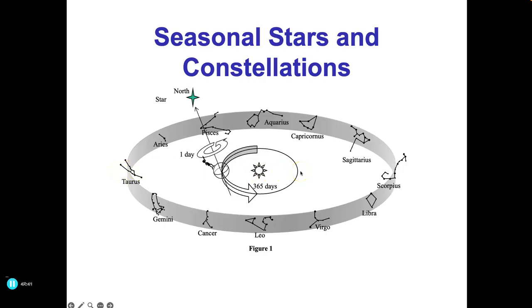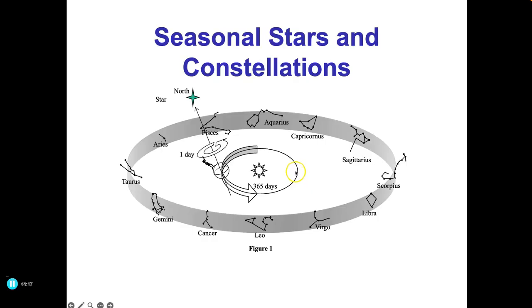So let's say the Earth is right here in mid-November. So in mid-November, the sun is in Scorpius. And then the Earth goes all the way around the sun, and therefore the sun appears to go all the way around the ecliptic one time, and one year later, the Earth comes back here, it's mid-November again, and the sun is back in Scorpius. The sun is always in Scorpius in mid-November.